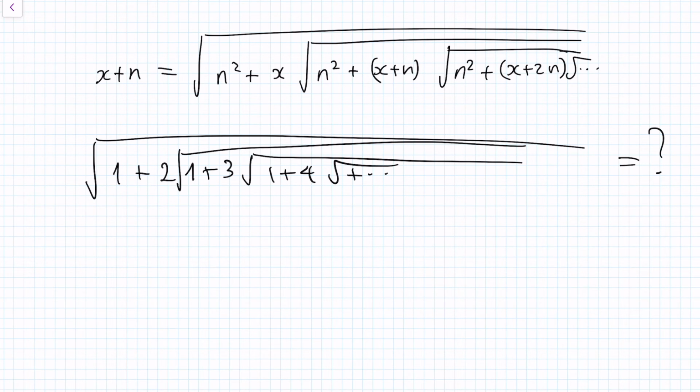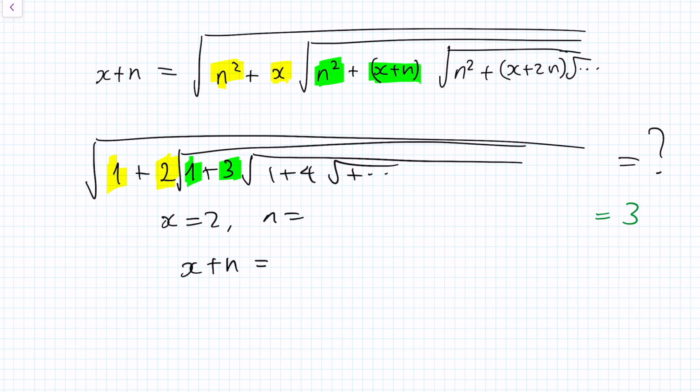Okay, so the answer will simply be 3, isn't it? Because if you compare the above equation with this expression, we have n squared is 1, so n is 1, x is 2, and you can check that you have 1 plus x plus n, which is 2 plus 1, which is 3, and so on. Okay, so we know that's equal to x plus n, and x is 2 and n is 1, so that is 2 plus 1, which is equal to 3.